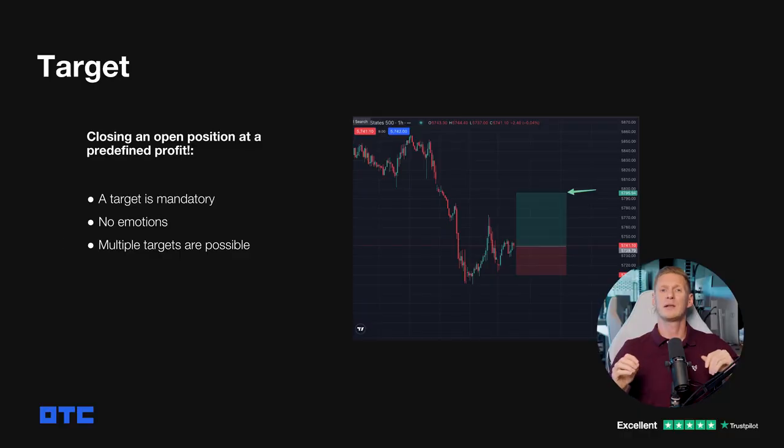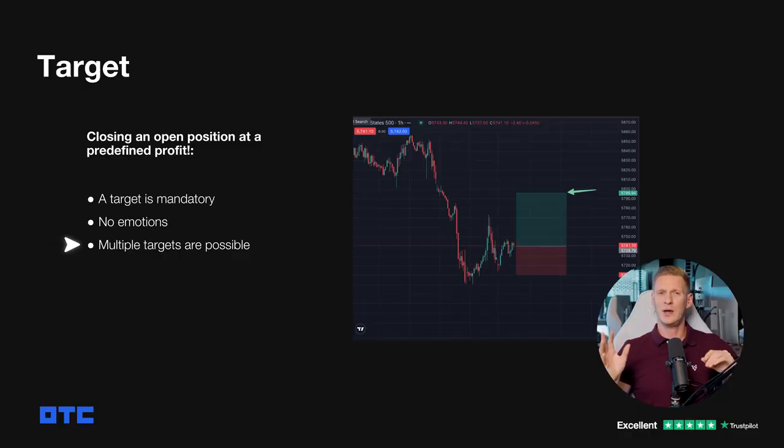This allows you to compare the risk you are taking against a possible reward. The risk to reward ratio. This ratio is one of the most important key performance indicators, KPIs, in trading, and should be monitored by you closely. Another approach to managing risk is using multiple targets.